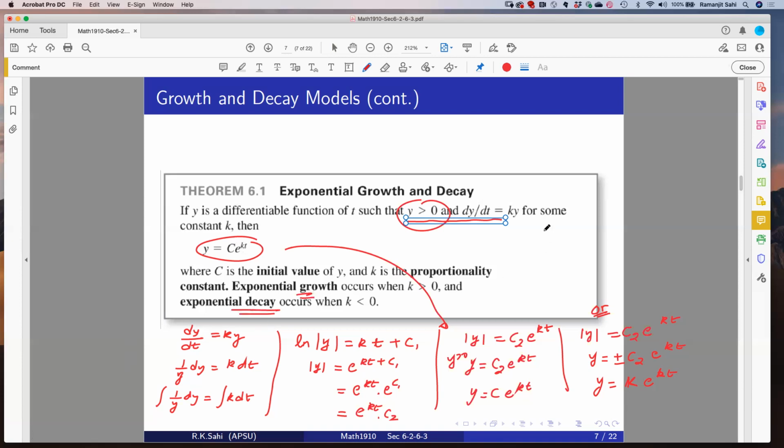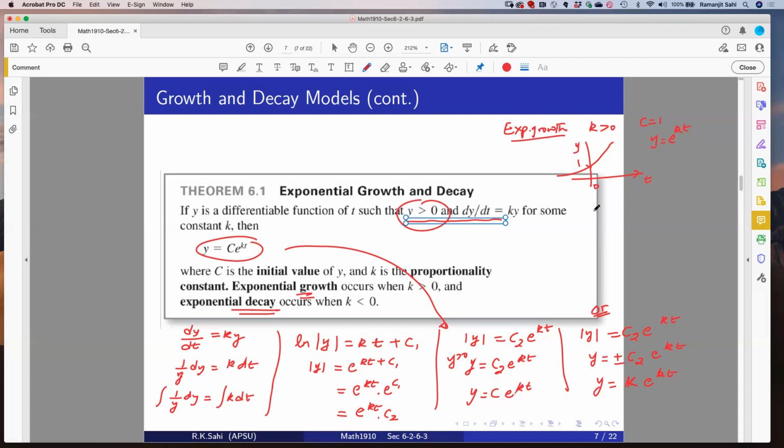Now, let's look at exponential growth. How does the graph look? Exponential growth, remember, means when k is positive. So for a very simple case, say c is 1, it's y equals e to the power kt. This is how a growth looks. So when t is 0, y is 1. This is my t and this is my y.